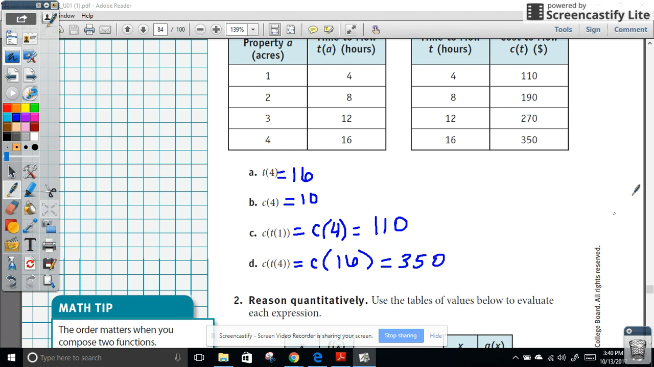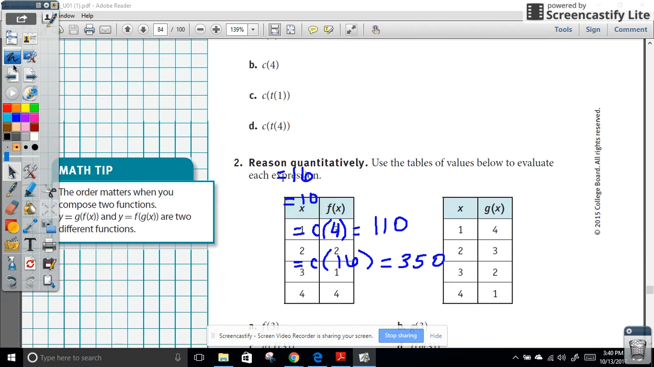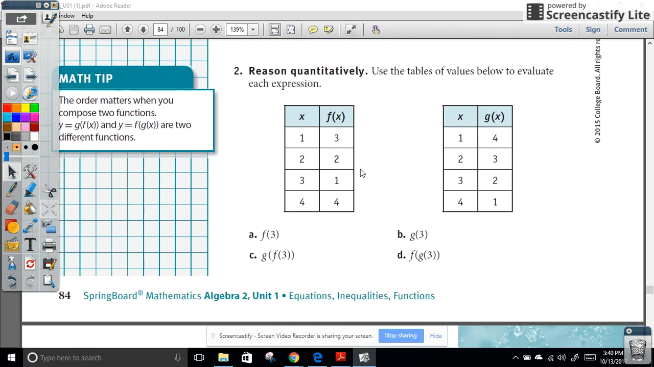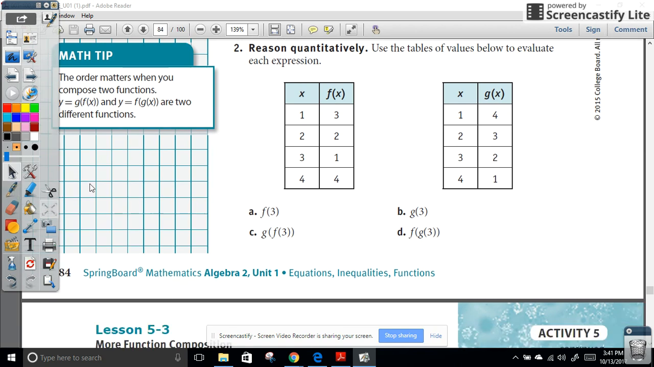So we're going to go down here and do the same thing with these two functions right here. The only difference is that we have no story problem to go with it, but they're asking us to do the exact same thing. So we are going to say, okay, the value of my f function when x is 3. Here's my f function right here. When x is 3, the value of my f function is 1.